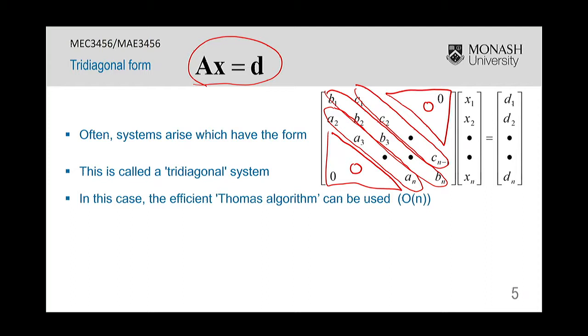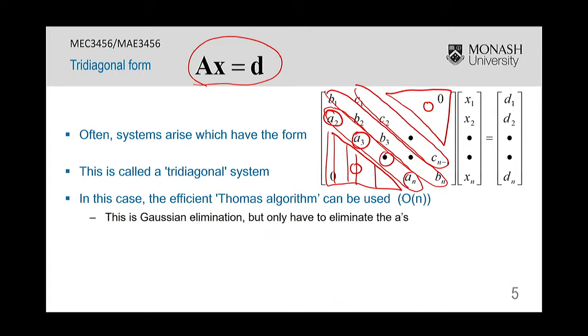In this case, instead of using normal Gaussian elimination, we can use the efficient Thomas algorithm. Instead of being of order n^3 operations to solve this system, the number of operations scales like the number of unknowns, so it's completely different. The Thomas algorithm is exactly identical to Gaussian elimination, but because most of these elements are 0, in fact all of these elements under here are 0, we don't have to eliminate them. So we do away with a huge amount of elimination. We only ever have to eliminate the sub-diagonals, the A's. Then when we come to do the back substitution, each equation only involves one B and one C.